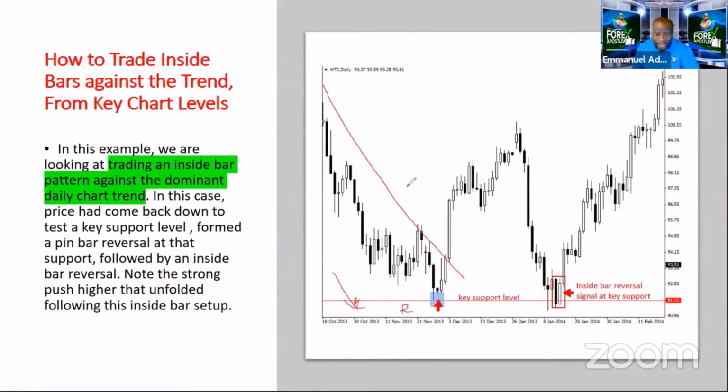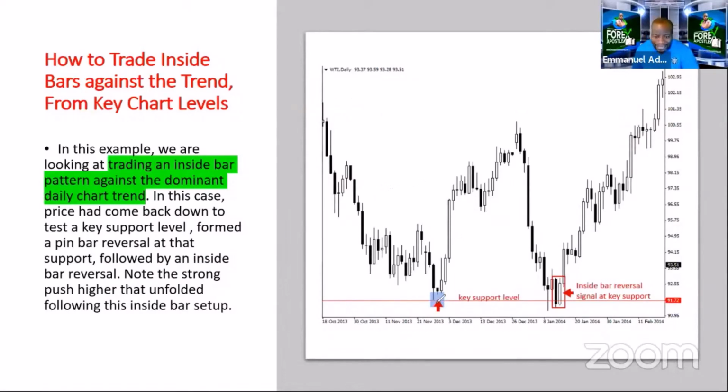Okay, but then coming to this point, when it comes over here, it becomes another resistance inside bar at this. So the market went up, broke this as a resistance, so it becomes support to this up movement. It comes back to this point. As you can see, right there, we have a key level.